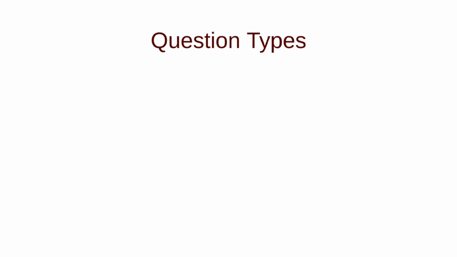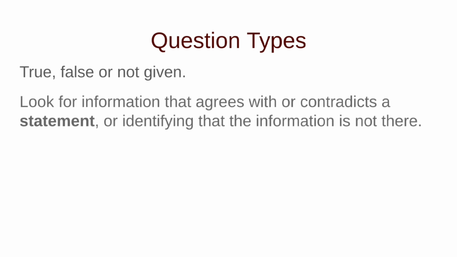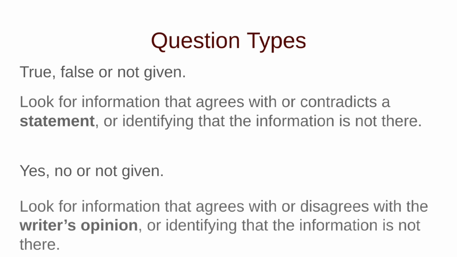We have two question types. True, false, or not given: look for information that agrees or contradicts a statement, or identifying that the information is not there. The difference with yes, no, or not given is that you're looking for information that agrees or disagrees with the writer's opinion or the opinion of somebody mentioned in the text, or identifying that the information is not there.